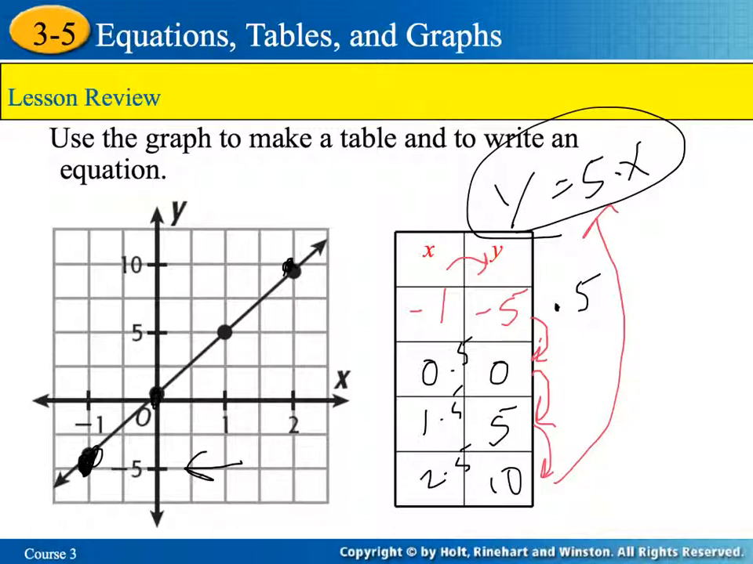Okay, so that's all I have for you today. Today was 3-5. I hope you enjoyed equations, tables, and graphs, and mixing in between them.